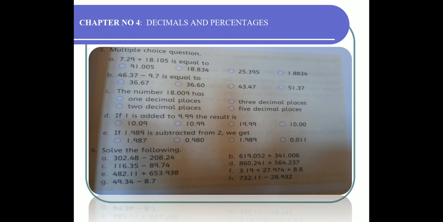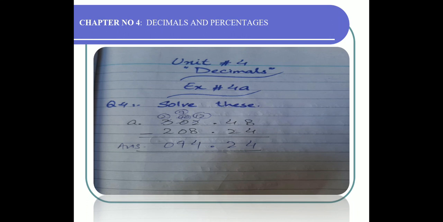In exercise 4a, the first question is question number 4. Solve the following subtraction questions. What you have to do is write vertically in the correct columns and simply subtract. I have done the first part for your understanding.